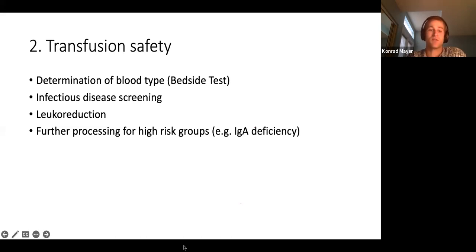Furthermore, there's a process called leukoreduction. This is the reduction of the white blood cells in the donor blood, and I'll get into when this is important as well. Depending on whether the recipient of the transfusion is in a high-risk group, and I'll get into this later too, for example if they are IgA deficient, they will need to receive blood products that have undergone further processing than the standard processing for healthy recipients.